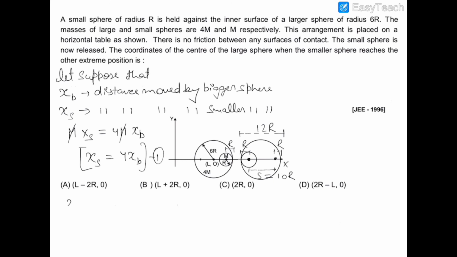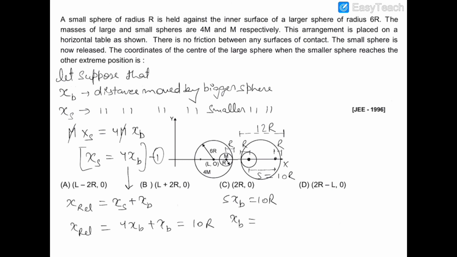So we know that the relative distance X relative is equal to XS plus XB due to the fact that the smaller sphere is moving in the backward direction and the bigger sphere is moving in the forward direction. So X relative is equal to 4XB, I am substituting this value in this equation, plus XB, and this is equal to 10r. So 5XB is equal to 10r and XB is equal to 2r. So this is the value of XB, which is the distance moved by the bigger sphere in front direction.